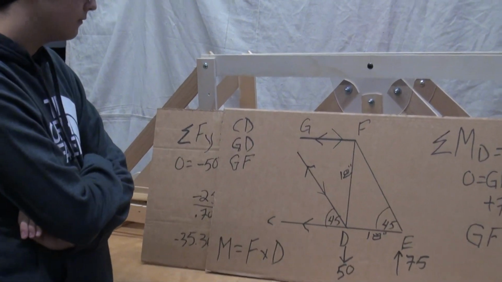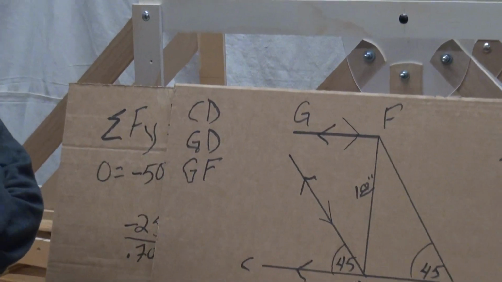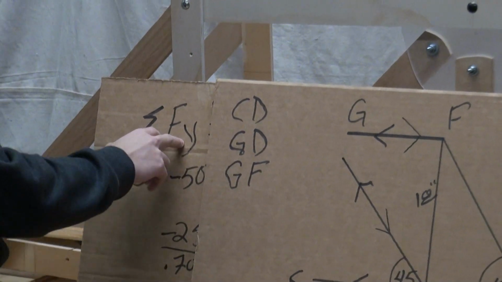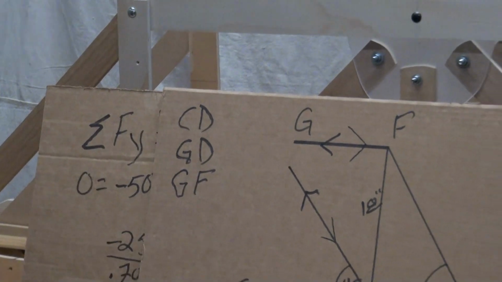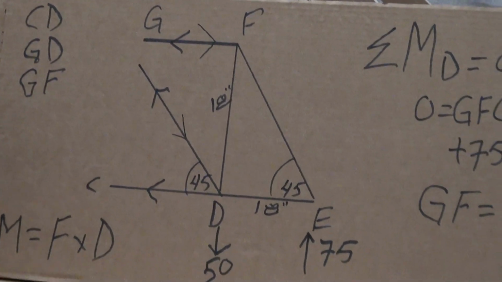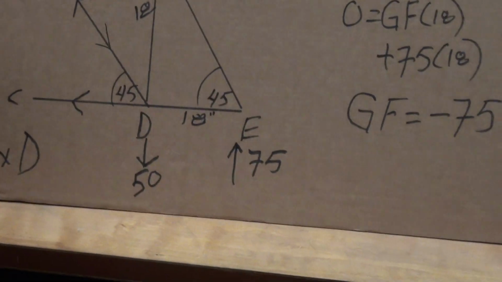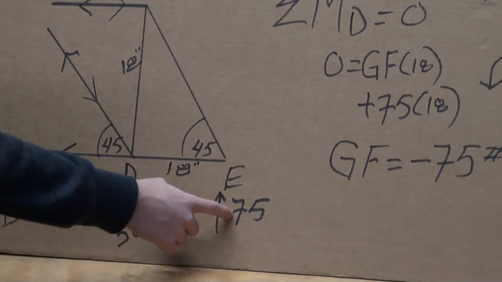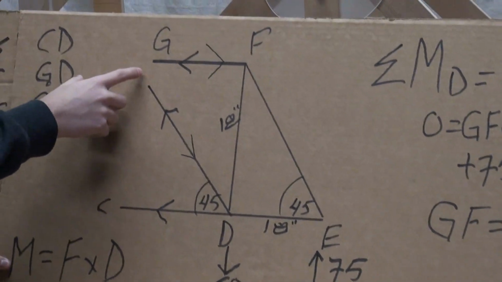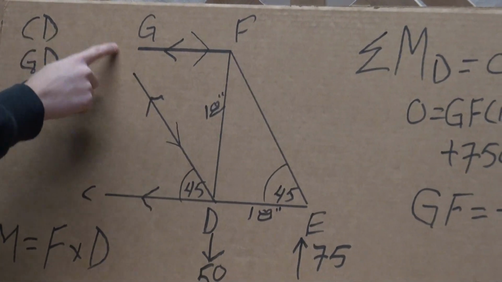Okay, so sigma Fy equals... what does that mean? Over here, we have the sum of the forces in the y direction. The y direction is up and down, so we're looking at the sum of the forces upward and downward. And what have we got for up and downwards? We have 50 pounds downwards, 75 upwards, and the vertical component of GD.